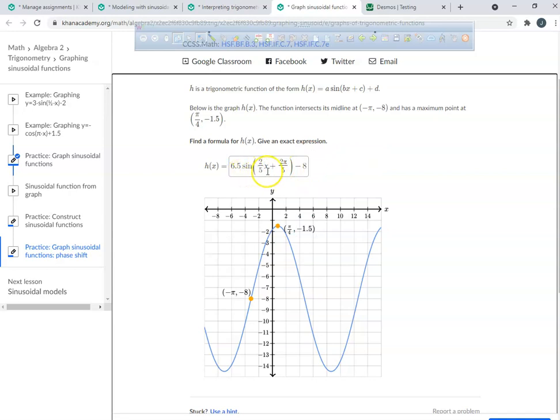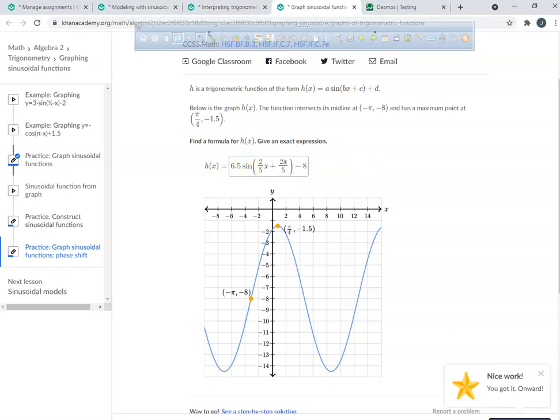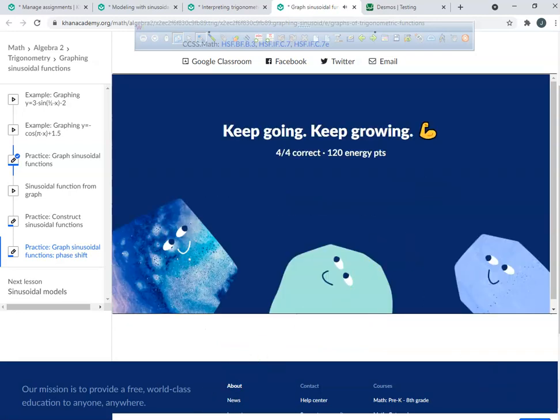All right, 6.5. Hopefully I typed everything in right. Woohoo! Yay me. Have a good day.